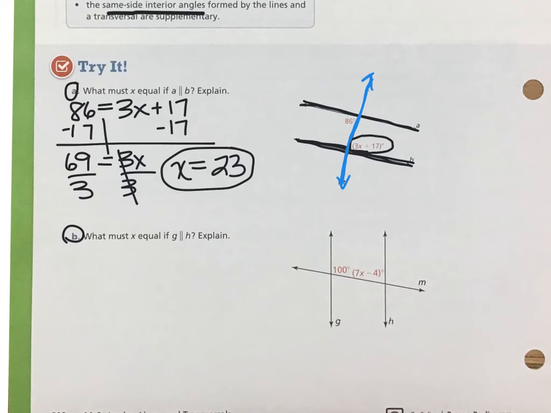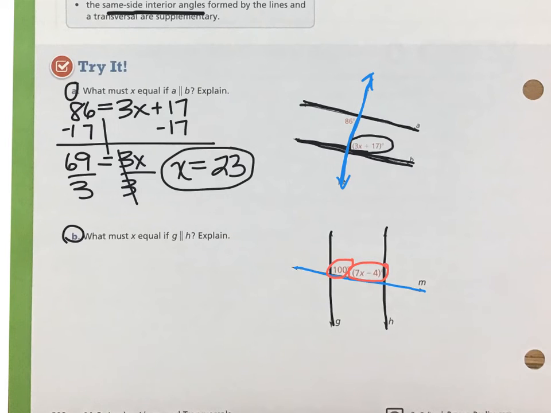B. What must x equal if G is parallel to H? Explain. Well, in this case, you don't have the angles on opposite sides of that transversal. Okay, so again, we are assuming that G and H here are parallel lines, and this line M is the transversal. But instead what you see is you see the two angles. They're marked here in red.